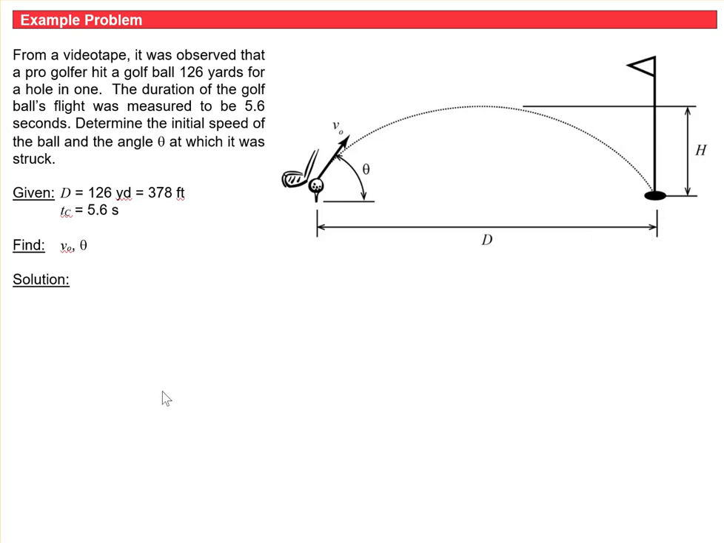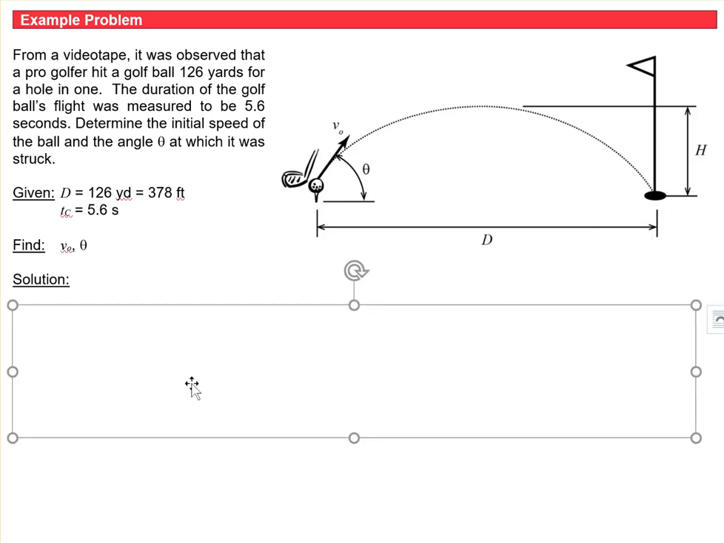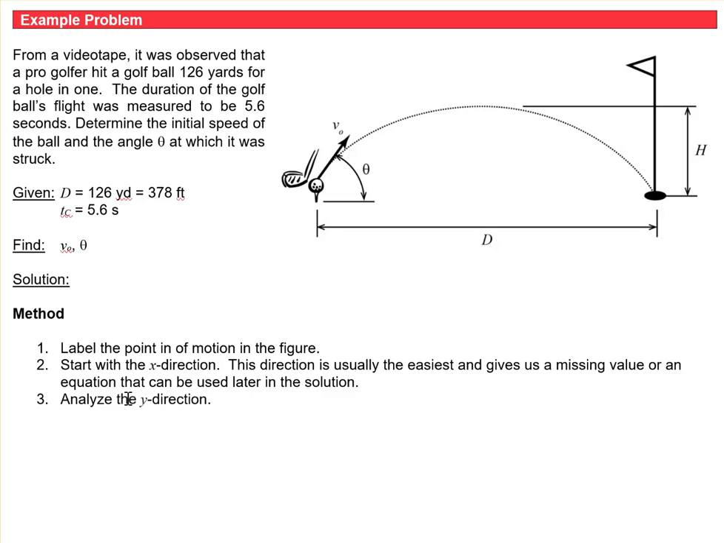All right, so how are we going to attack this problem? Well, with projectile problems, it's always good to label important points. So an important point would be at the beginning, at the end, and at the apex of travel. So we're going to label those points so that we can reference them.